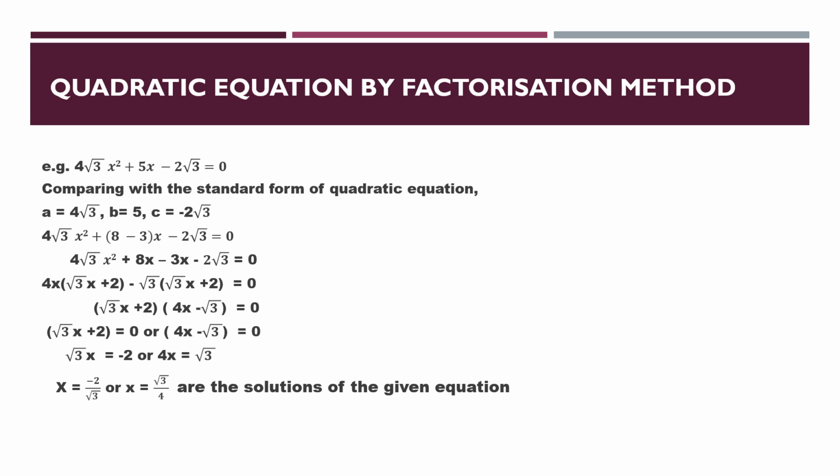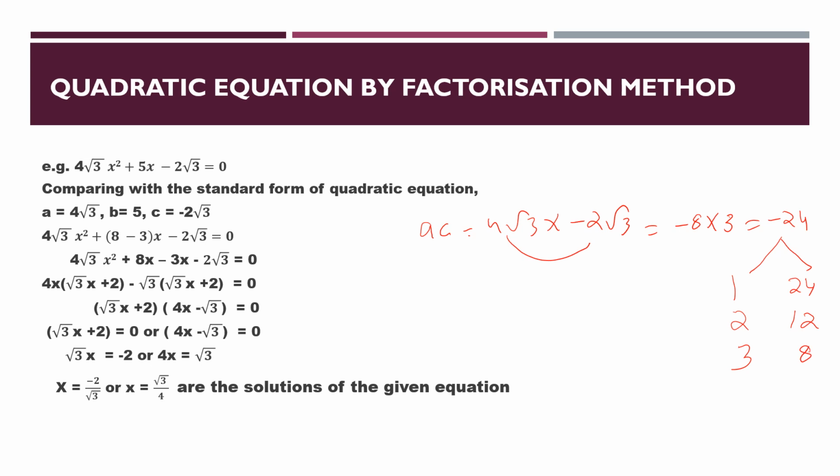The next step is to write what ac is. ac is equal to 4 root 3 into minus 2 root 3. So 4 into minus 2 gives you minus 8, and root 3 into root 3 is 3, so you will get minus 24. Now the next step is to write the factors of 24. We know that 1 and 24 are factors. If you take 2, then 12 will be the other factor. If you take 3, the other factor will be 8.